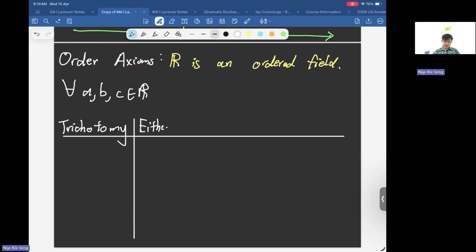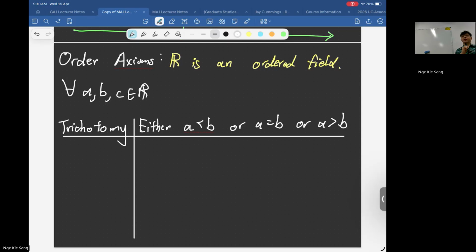Only one of these three things has to be true if you compare two numbers: either a less than b, or a equals b, or a greater than b. Only one of them can be true. So if you take two numbers, one of them must be less than the other, or they are equal. Does it make sense? Okay, so this is trichotomy.